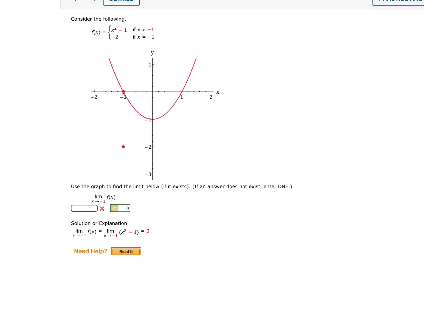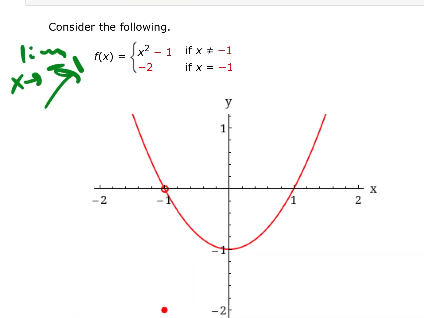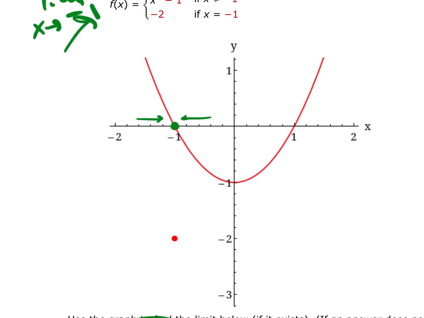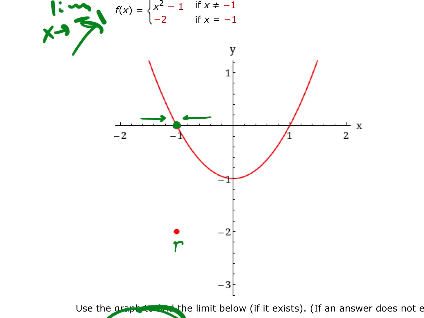For the next one, 45, we want to find the limit as x approaches -1 of our function here. So we can use our graph to help us here. It's the y value as our x approaches from the left and the right. Our graph approaches 0. So even though a point exists down here at -2, we're talking about the graph as a whole. What value do we approach from the left and the right? So here our limit would be 0.